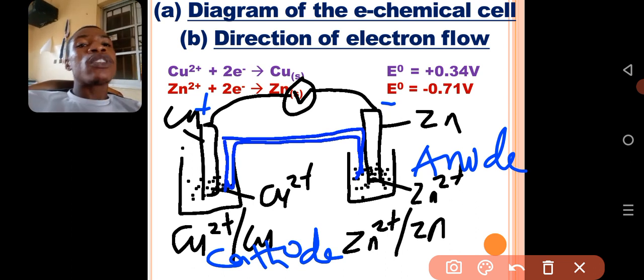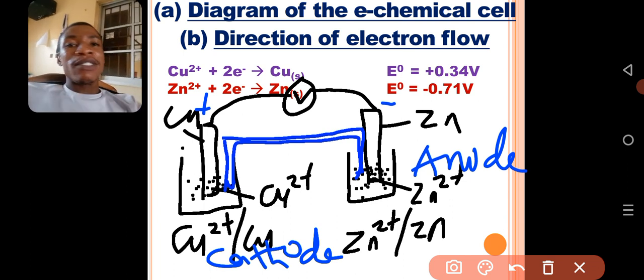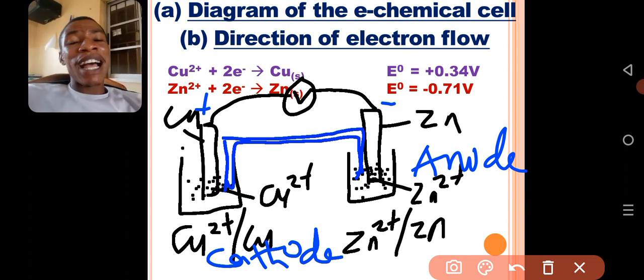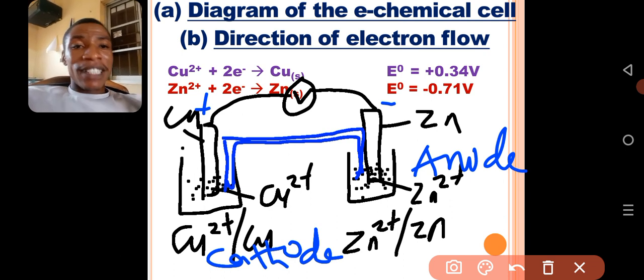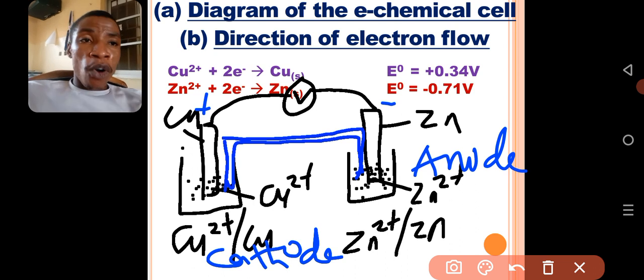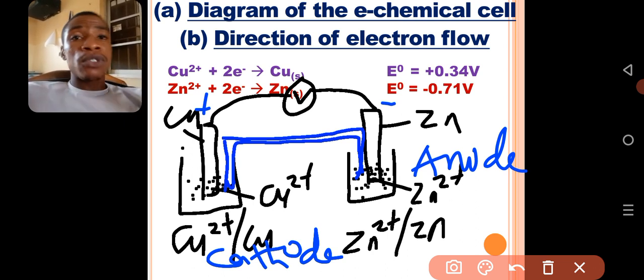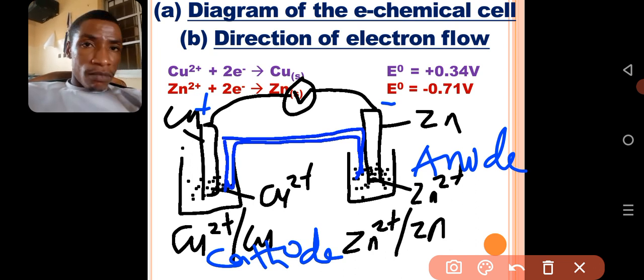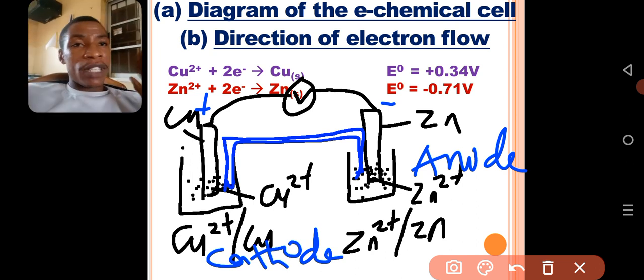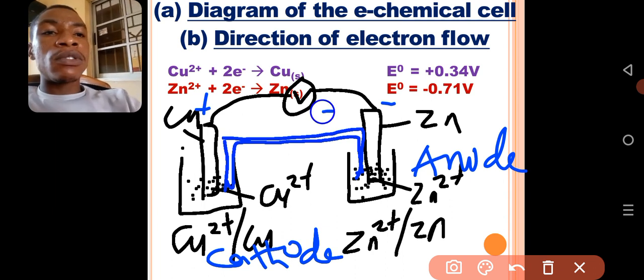Alright, so we are done with the first question. This is how to construct the diagram of the electrochemical cell. Just get the two half cells, join them by a wire. You can put a voltmeter to show that there's a reading. Then next, put the salt bridge to allow flow of ions. So that's all. The next thing is to show the direction of electron flow. Now we know that the electrons will always flow from the anode to the cathode. Current will flow in the opposite direction, but here we ask for the direction of electron flow. So just use an arrow to represent it.